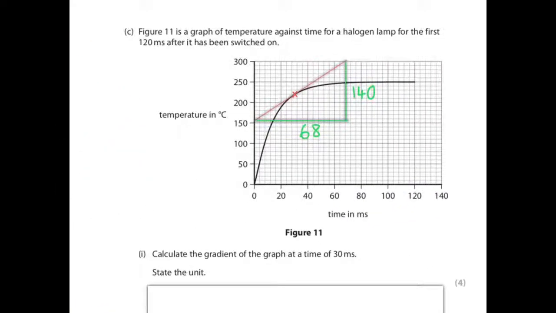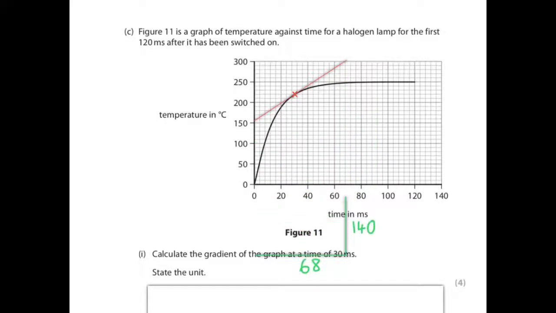Okay. Figure 11 is a graph of temperature against time for a halogen lamp for the first 120 milliseconds after it's been switched on. So you can see the temperature is going up very quickly, then leveling off over here. Calculate the gradient of the graph at a time of 30 milliseconds. State the unit. Alright, so this is for 4 marks. There's a lot to do here, and it's a triple only question rather. So you can get various answers here. So let me just break this down.